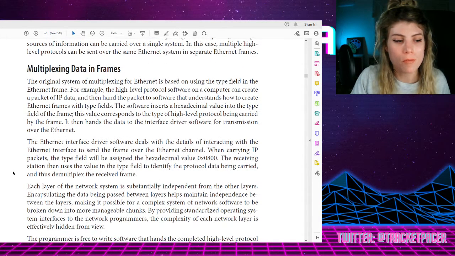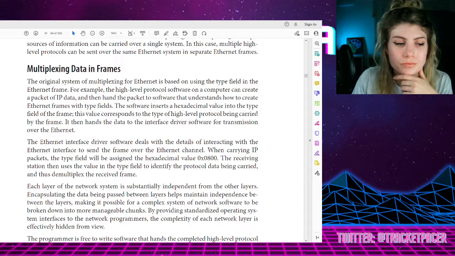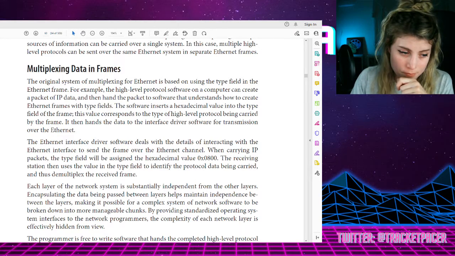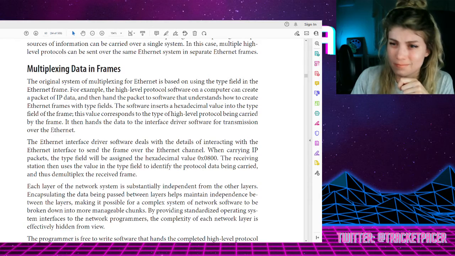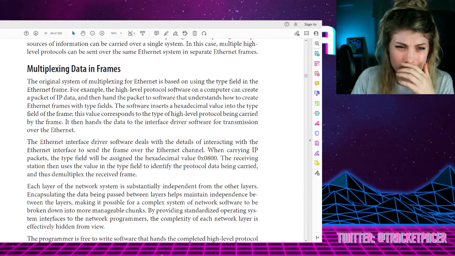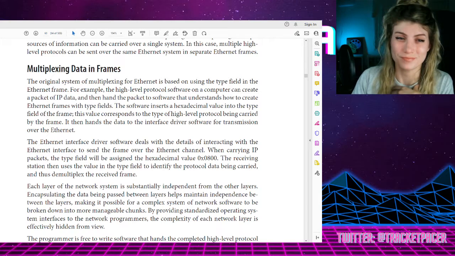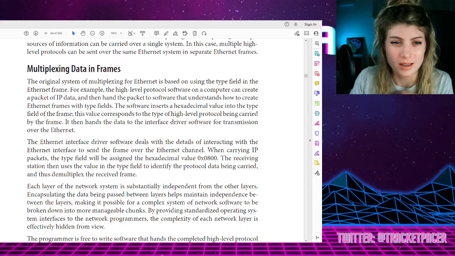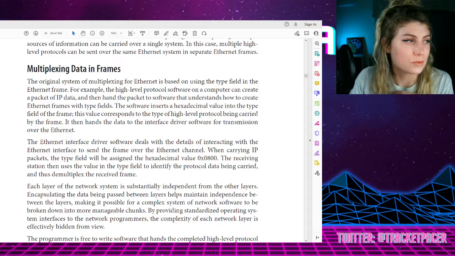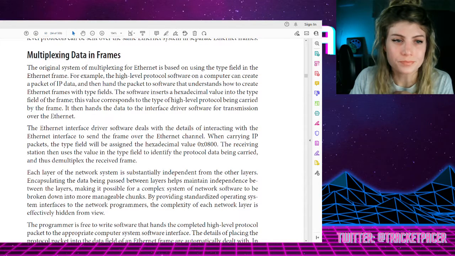Do we want to read this? I was about to sneeze for a second. It's gone. Okay. All right. We'll just keep going because this is interesting.